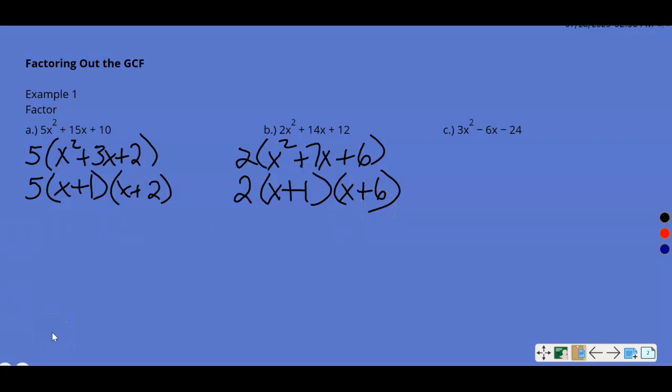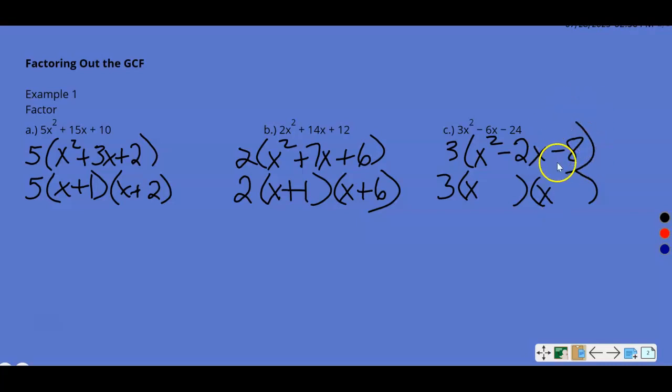All right, C says 3x squared minus 6x minus 24. Again, 3 is your greatest common factor. I'm going to pull out a 3, so I have x squared. 3 goes into negative 6, negative 2 times, and 3 goes into negative 24, negative 8 times. All right, now I need to completely factor. Bring down my 3. It's part of my expression. X times x gives me x squared. What multiplies to give me negative 8 and adds to give me negative 2? So I know since this is a negative 8, I'm going to have a positive and a negative sign. So I'm going to have both a plus and a minus sign.